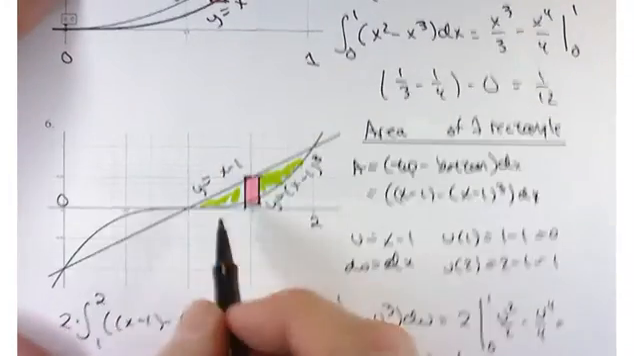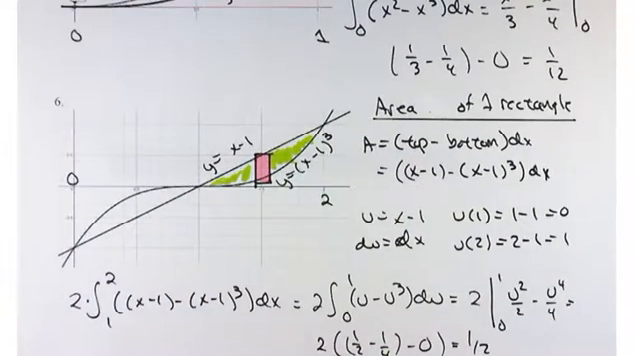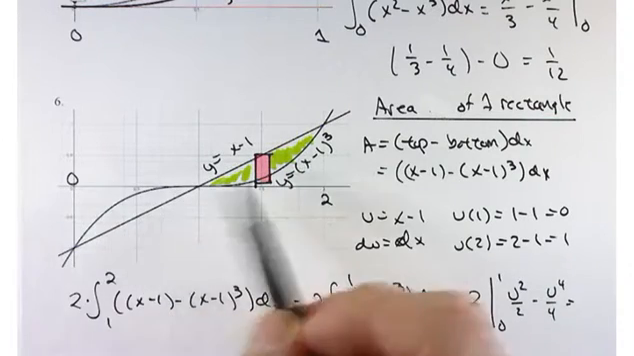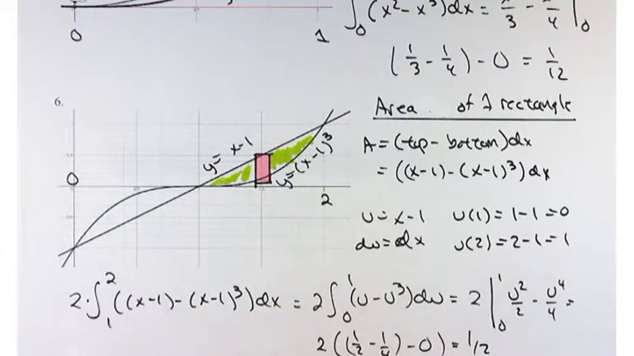There would have been nothing wrong with setting up 2 integrals to do this. In fact, in some cases, you have to do that. You're not always going to be quite so lucky to get a nice symmetric figure like this. But there's nothing wrong with taking advantage of it when you do.